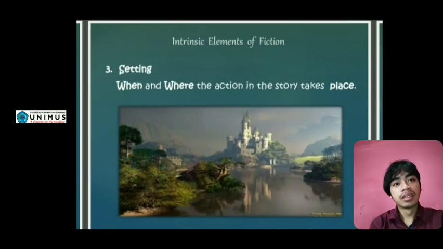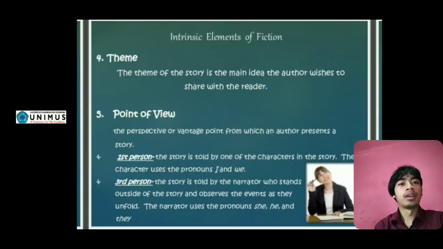And then next is setting, when and where the action in the story takes place. And then next is theme. The theme of the story is the main idea the author wishes to share with the reader. And the last is point of view, the perspective or vantage point from which an author presents a story.